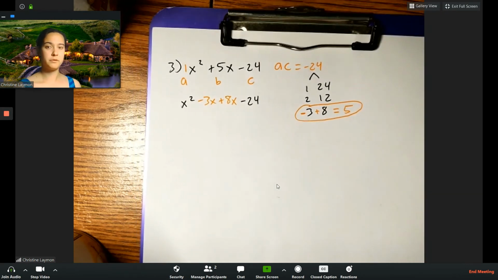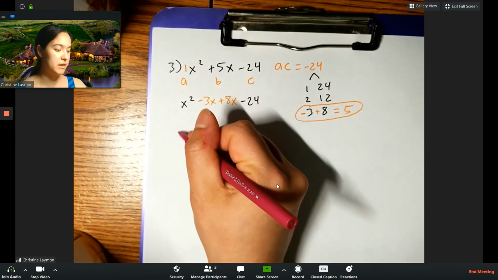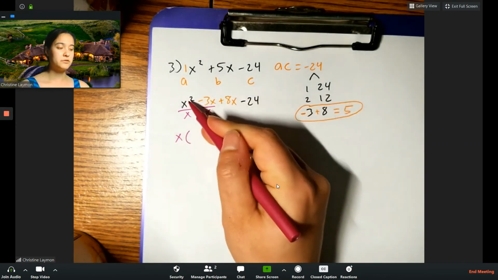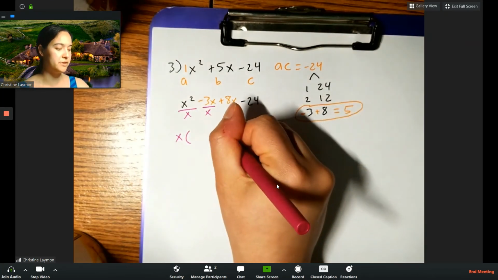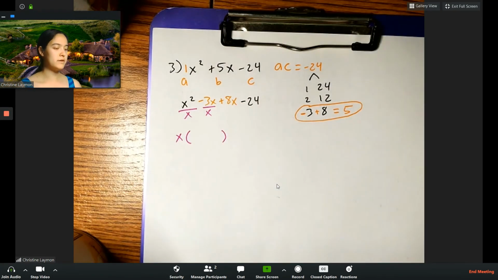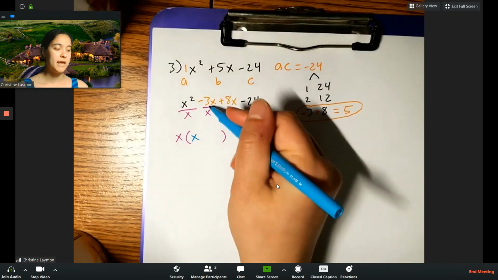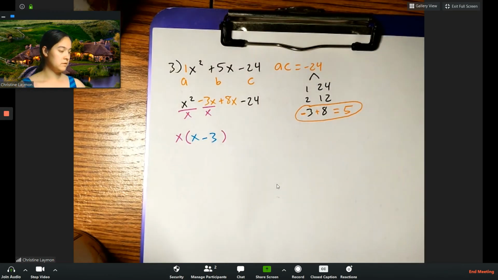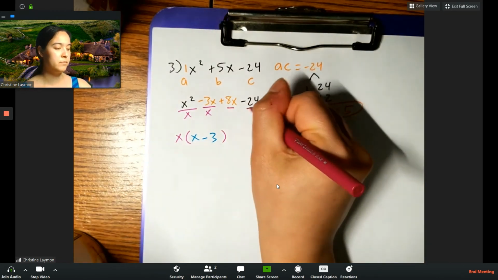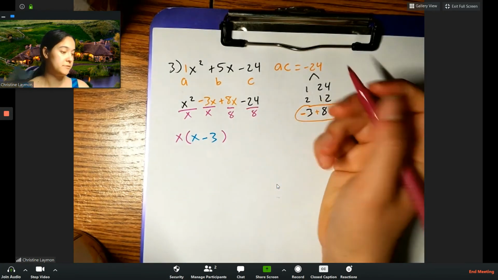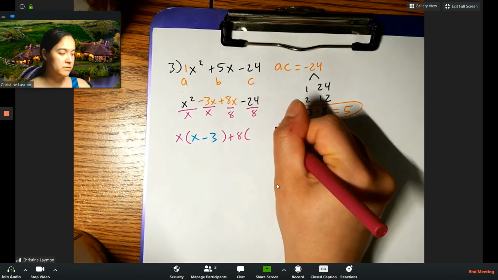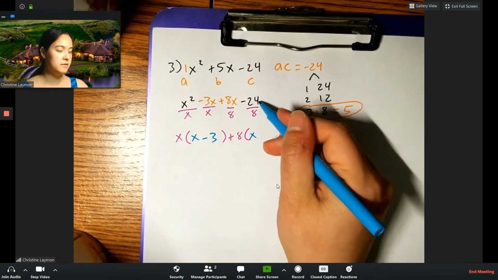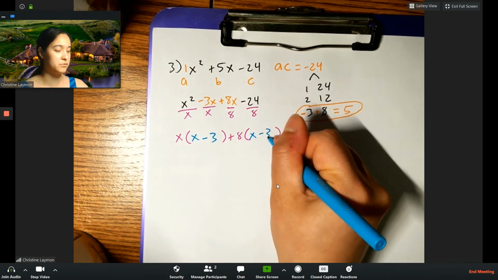There we go. So from this first set here, let's go ahead and take out an x. So these are divisible by x. X squared divided by x is just x. Negative 3x divided by x is my minus 3. If I look at the next side over here, both of these parts are divisible by 8. So plus 8, drop that down. 8x divided by 8 is x. Negative 24 divided by 8 is minus 3. And it has to be.